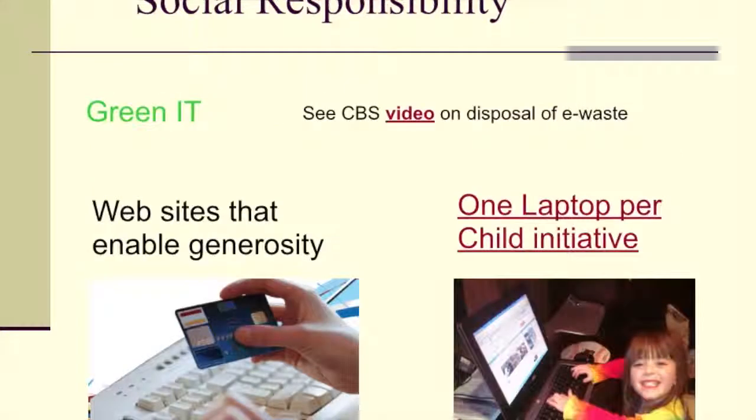Also, social responsibility would call for a need for green information technology. It has here websites that enable generosity, the One Laptop per Child initiative. Does your company, who you work for, or mine, do they in fact give back to the community?